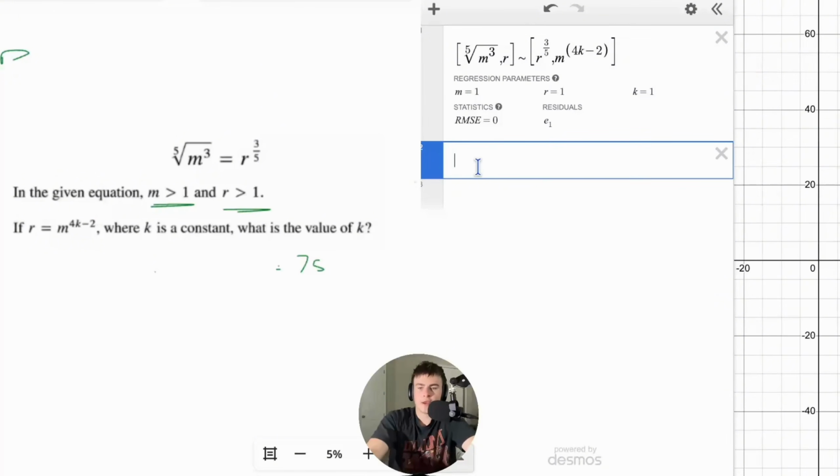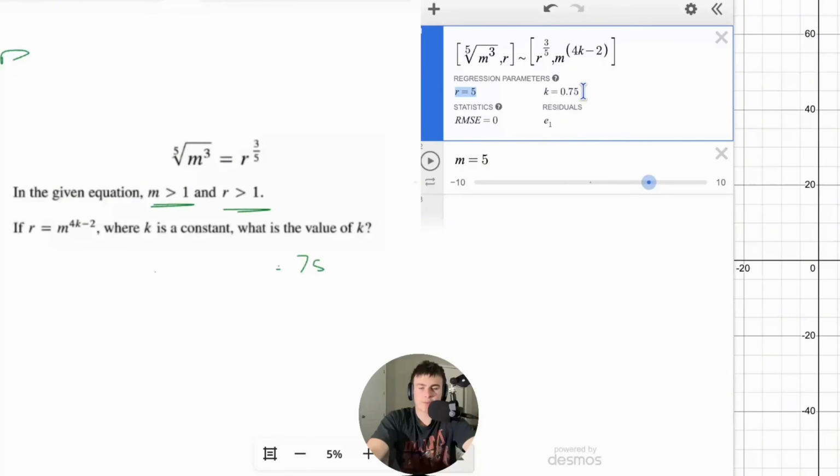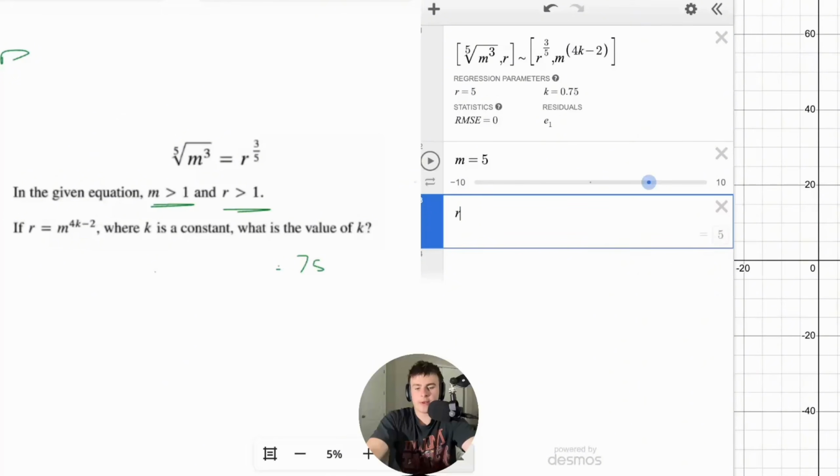And then just say m is equal to 5 or something. And then r, it says r is 5 as well. It automatically solves for it. And then it says k is 0.75. Here's a big issue I see. If you define m and r as different numbers, it's going to give you the wrong value of k.